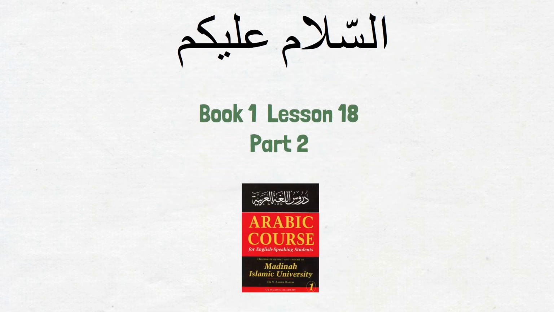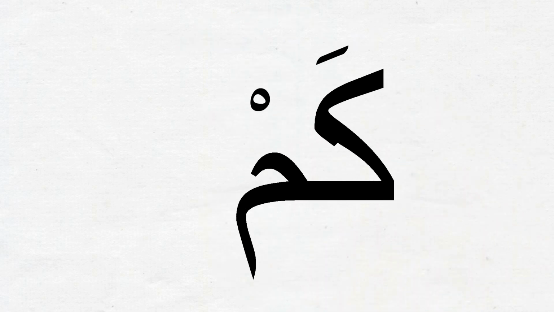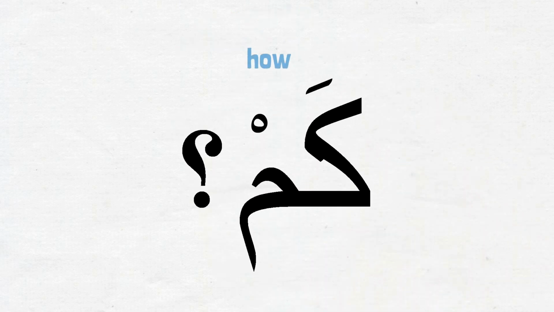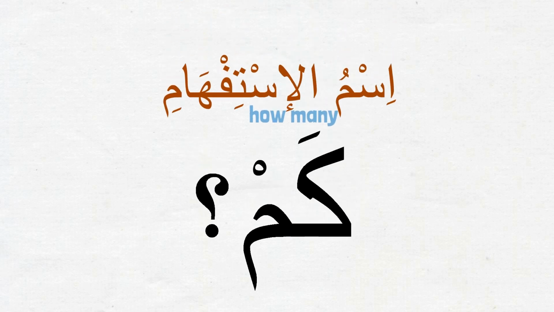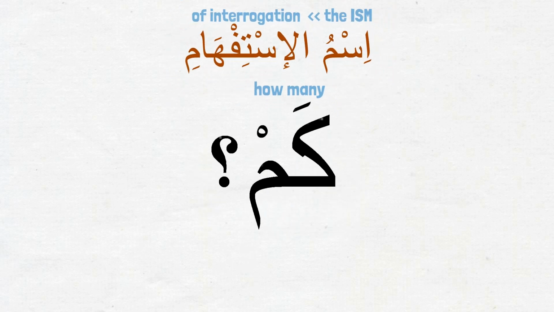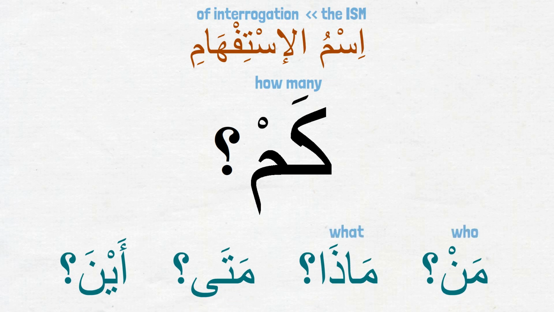We will continue practicing with duals in this episode. But before that, let's learn how to use the word KAM in Arabic. KAM means how many. It is ISMU-LISTIFHAAM, an interrogative ism, similar to man, ماذا, متى, and أين that we learned before.